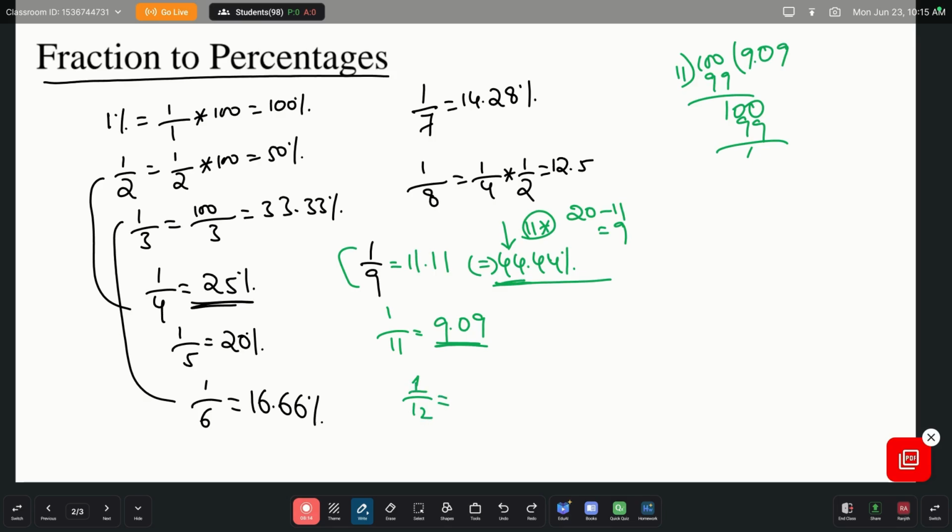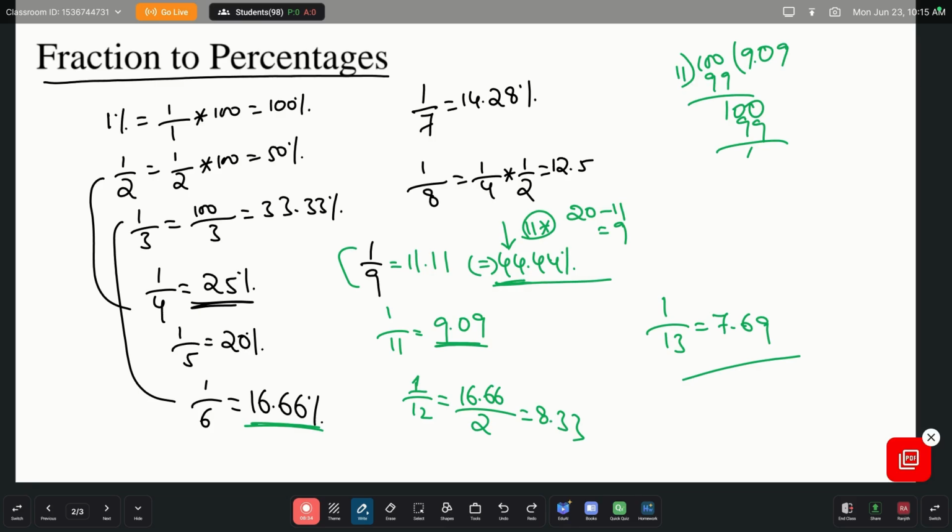Now, what is the value of 1 by 12? Just look here: 1 by 6 equal to 16.66. 1 by 12 will be half of 16.66, which is 8.33. 1 by 13 will be equal to 7.69. We need to remember these values.